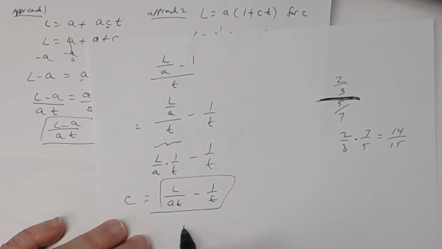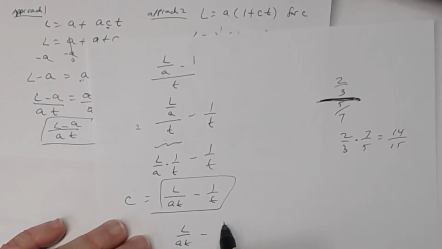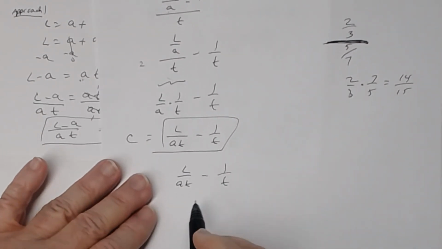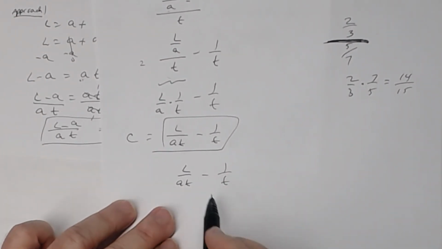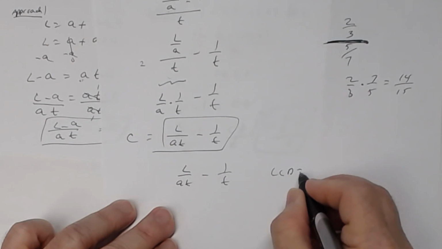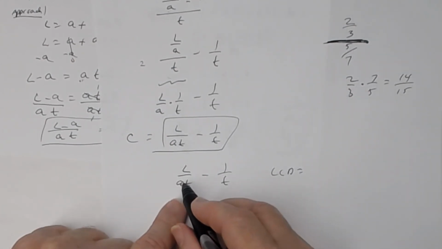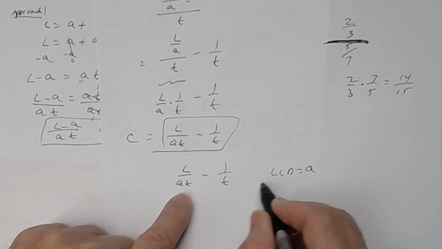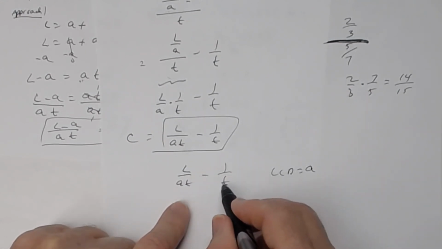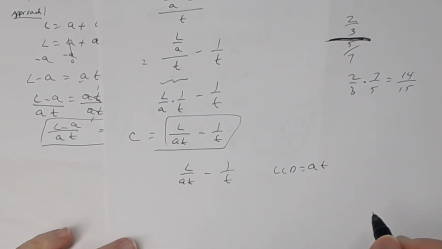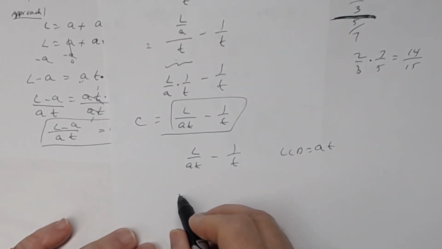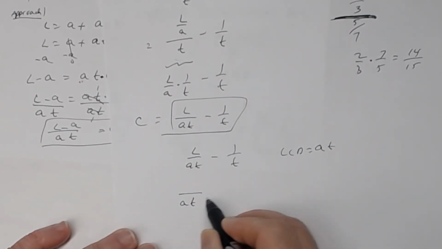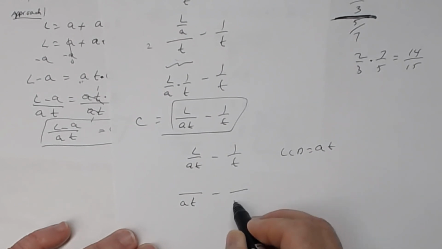So you have L divided by AT minus 1 divided by T. You've got to find the least common denominator of these two fractions. The least common denominator is going to be AT. Every factor you see has to be in the LCD. A is a factor, so I've got to put it. T is a factor, so I need a T. So there's your LCD. Then you're going to write two fractions with that least common denominator.